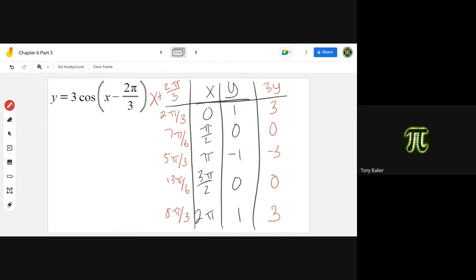All right. What's your period for this one? What's the number in front of the x? It's 1, right? So your period's 2 pi. What's that minus that? 2 pi. Your period's from the beginning to the end, right? This is easy. 0 to 2 pi is 2 pi.